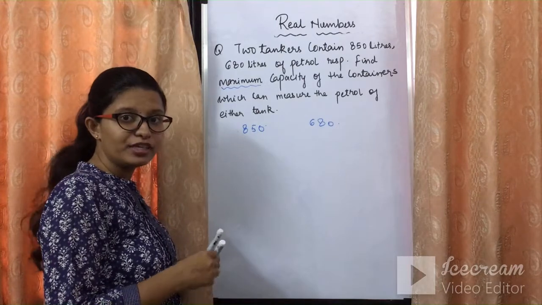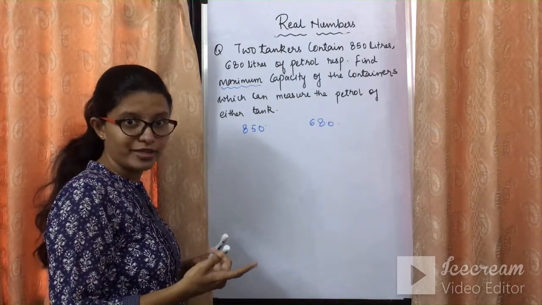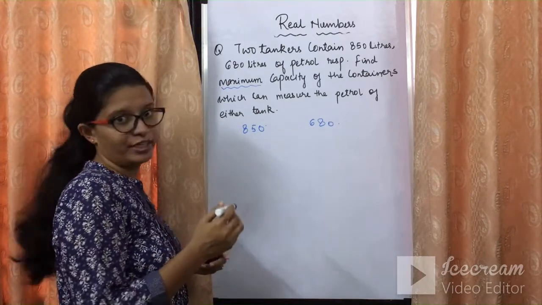Maximum निकालना है मतलब कि we need to find the HCF of the 2 numbers. So how we can find the HCF? First we need to factorize it.